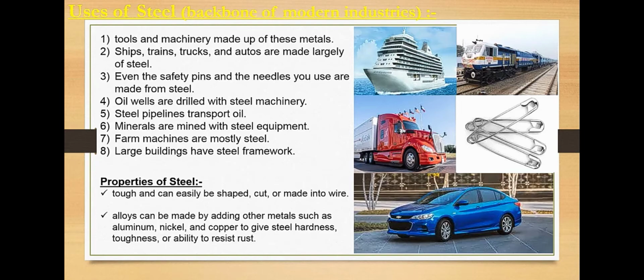And also, what are the properties of steel? It can be easily shaped. We can make it into different shapes. We can cut it easily and we can make steel into wire easily. And if you add some metals like alloys, aluminum, nickel, copper, whatever it is, it will give you different products with high resistance to rust. Rust means thuru pidikama paathukiradhu.